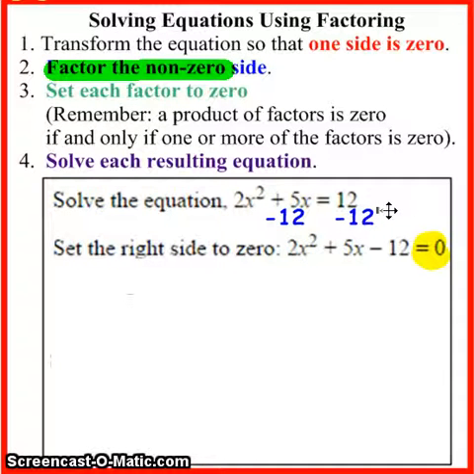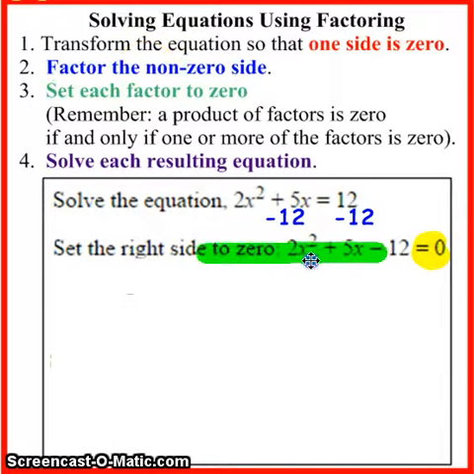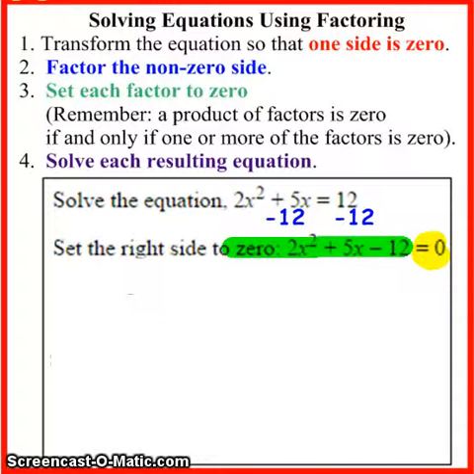The second step is to factor the non-zero side. So in this part of the problem, we have the 2x squared plus 5x minus 12. We want to factor that part. This is not a simple factoring.